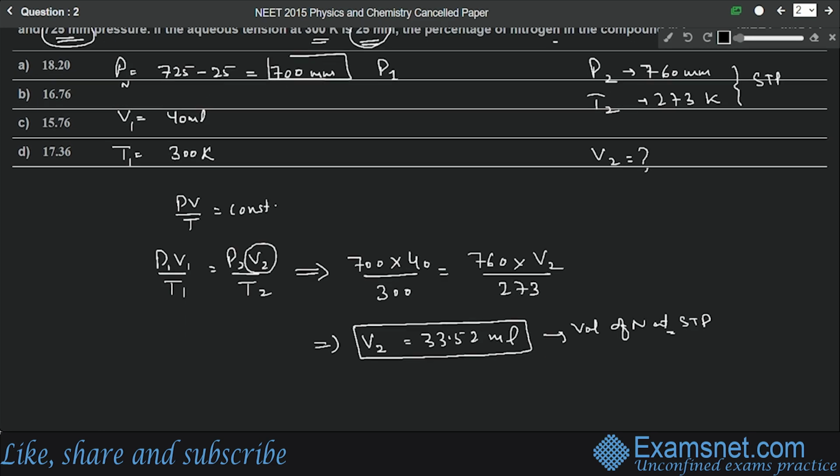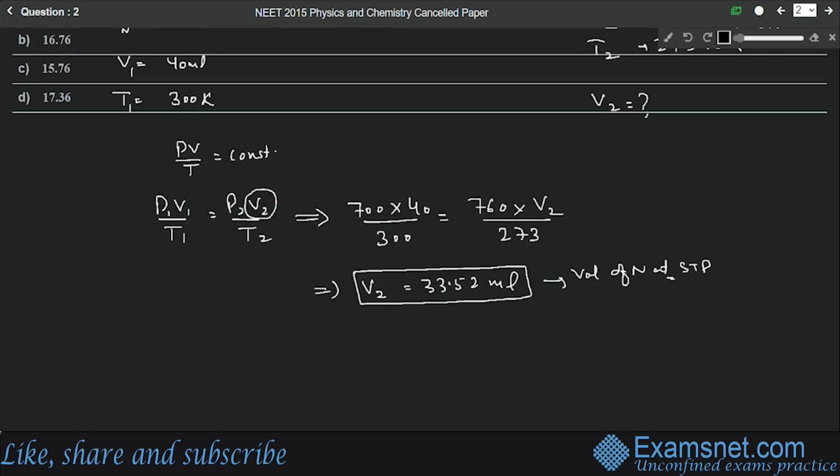Now we know that the volume of 1 mole of nitrogen will be 22.4 liters, that means 22,400 ml. This is the volume of 1 mole of nitrogen. And what is the mass of 1 mole of nitrogen? 28 grams. So we know that the mass of 22,400 ml nitrogen gas is 28 grams.